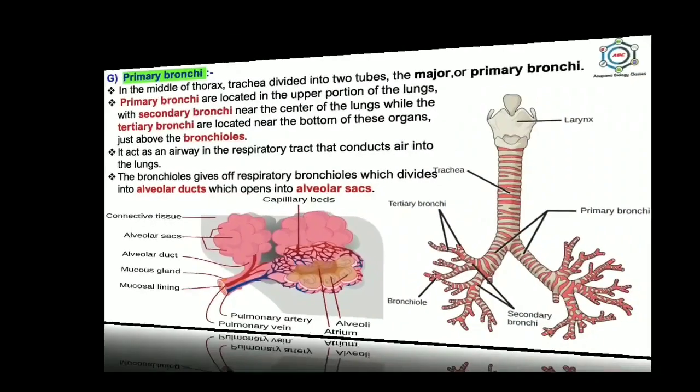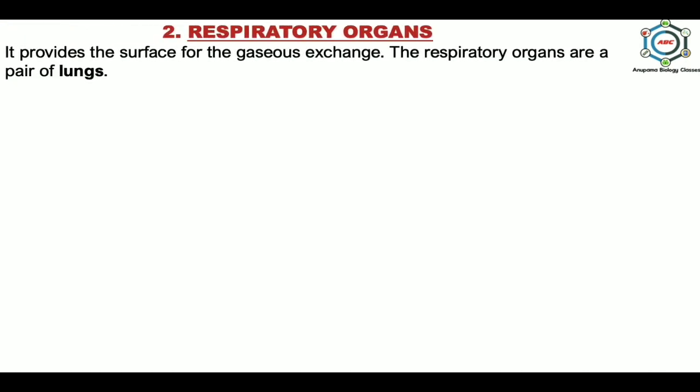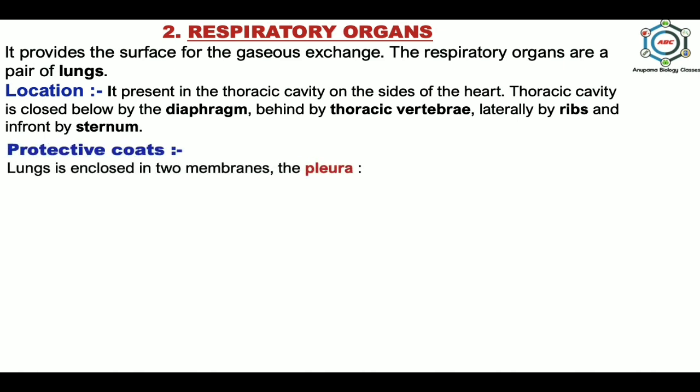Now the respiratory organs. They provide the surface for gaseous exchange, and the respiratory organs are a pair of lungs. So where are the respiratory organs, that means the lungs, located? They are present in the thoracic cavity on the sides of the heart. The thoracic cavity is closed below by the diaphragm, behind by the thoracic vertebrae, laterally by ribs, and in front by the sternum.